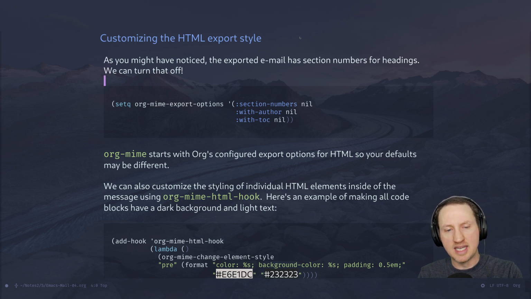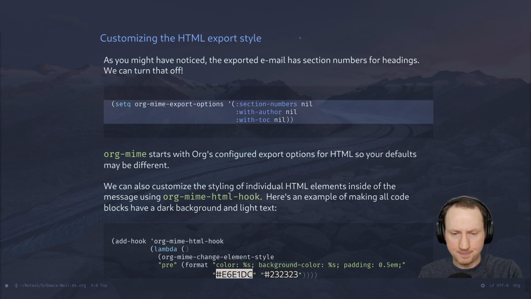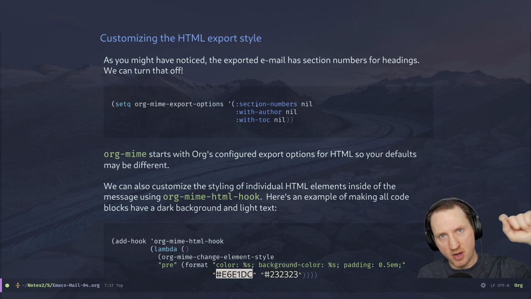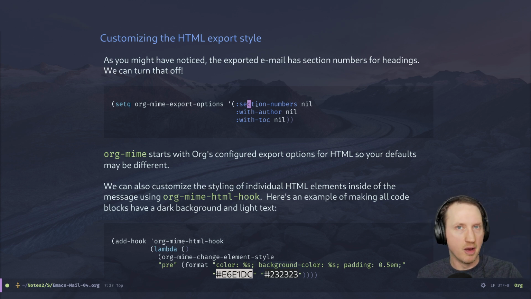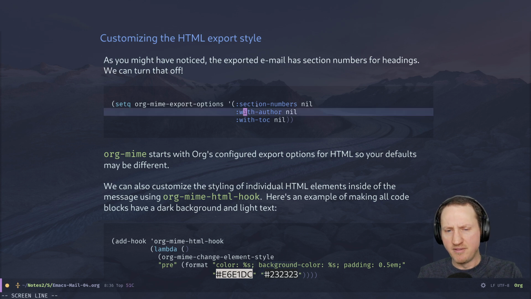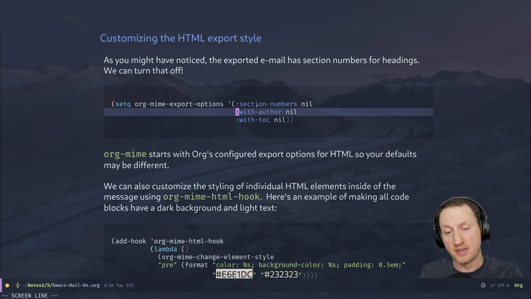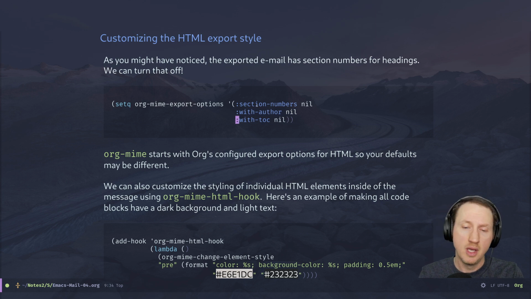What you can do is set the org-mime export options. Now, one thing you may have noticed before in the first mails that we sent is that it had section numbers on each of the headings, which I find to be a little bit strange and not really that useful for sending emails. So we can turn that off by setting this section numbers keyword to nil. And I've never honestly seen it add the author or table of contents information automatically, but the recommendation in the org-mime documentation was to set these to nil. So we're just going to do that too.